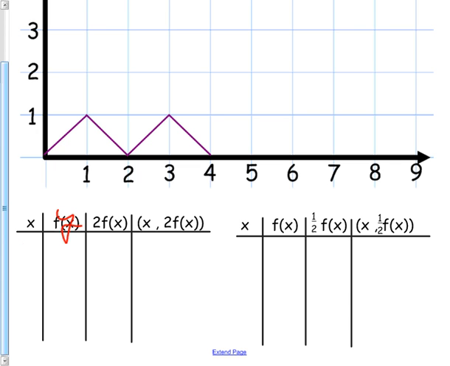Do you agree that we had 0, 0? Okay. Do we have 1, 1 on our graph? Yes, we did. Here's the first hard one. What is it? 2, 0. Over 2, up 0. And the next one? 3, 1. And the last one? 4, 0.